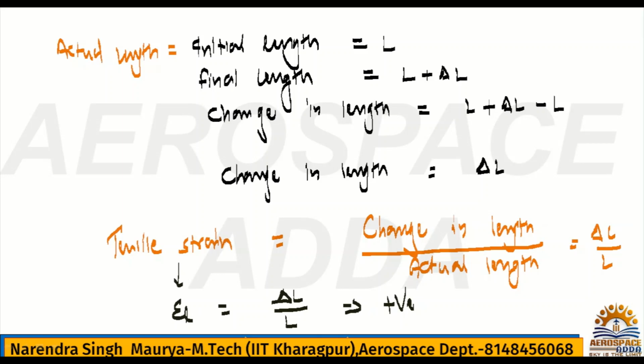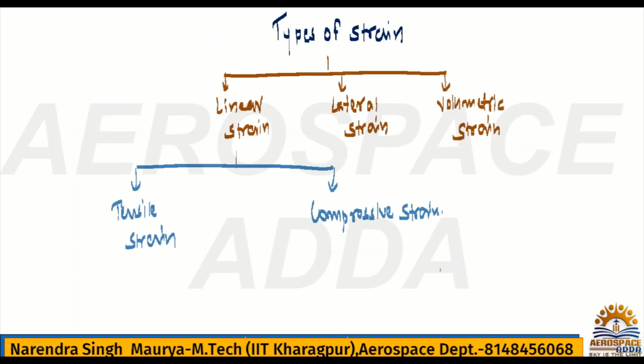This is the tensile strain, and I have shown you the two types of linear strain we have. This linear strain is also called longitudinal strain. There should not be any doubt. Always remember, longitudinal strain has two types, tensile strain and compressive strain.